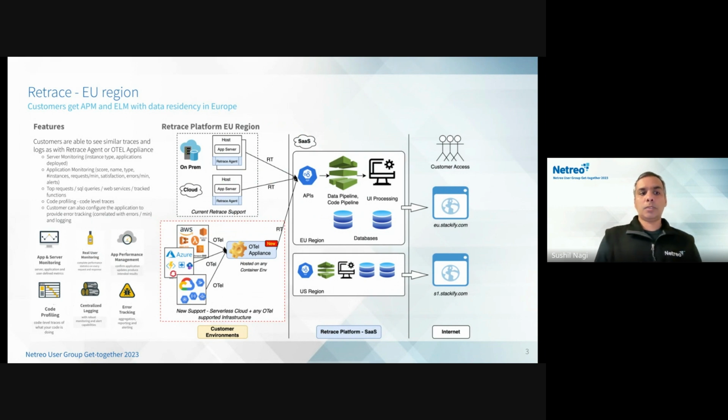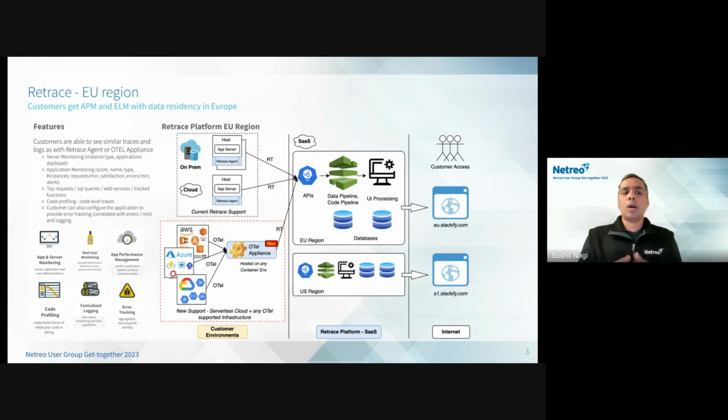Now, the customers are able to see the same similar traces and logs and the monitoring capability using the Retrace agent or the hotel appliance within the EU region. You would be able to monitor different types of applications which are deployed across your different environments. You would be able to see what top requests, top SQL queries, what type of services, or what top tracked functions are within your platform. Also being able to explore what is happening at a code level using the code profiling, and being able to configure and provide error tracking across various components that you have got.